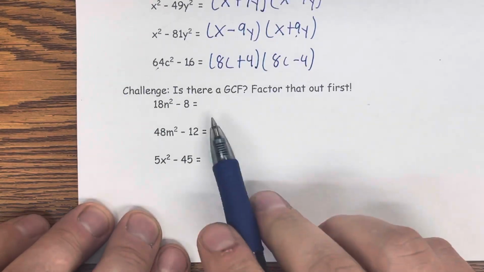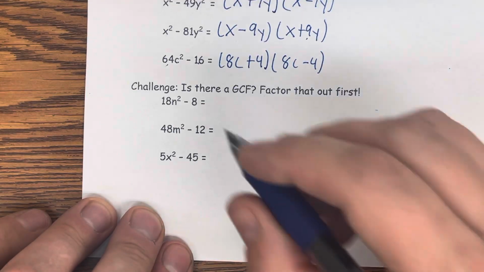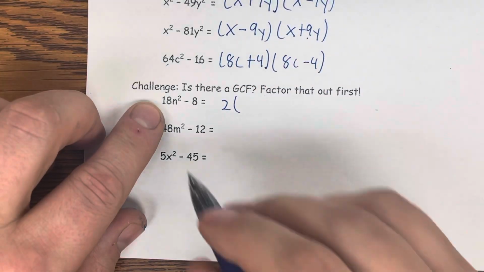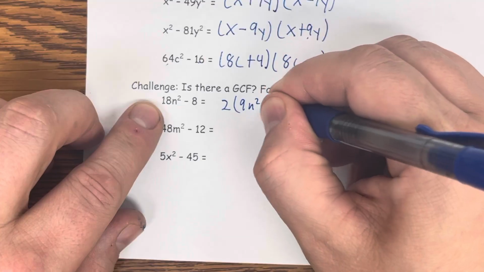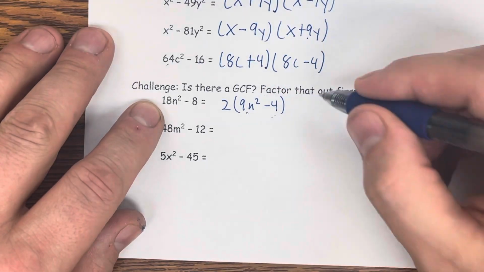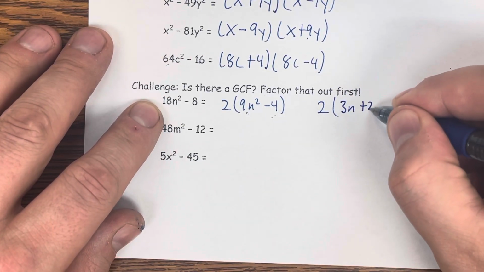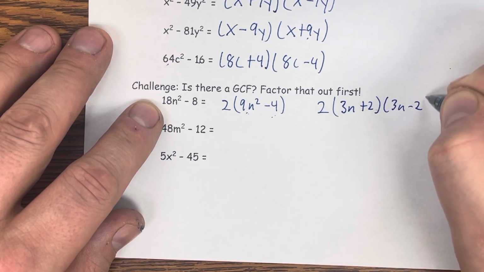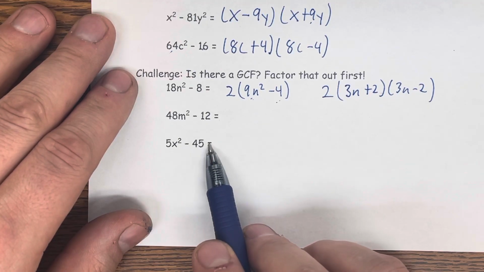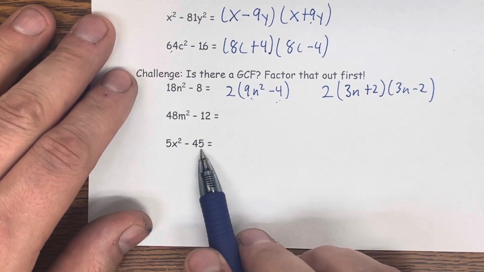For the challenge problems, factor out the GCF first, okay? 2 goes into both these terms, so I can take out the GCF. Left inside would be 9n squared minus 4. Now I have the difference of two perfect squares. 2's still there. Square root of 9 is 3, so I'd have 3n plus 2 and 3n minus 2. And the same process here for the next two. Factor out the GCF first, and then you'll be able to keep going. I'll leave those two for you to try on your own.